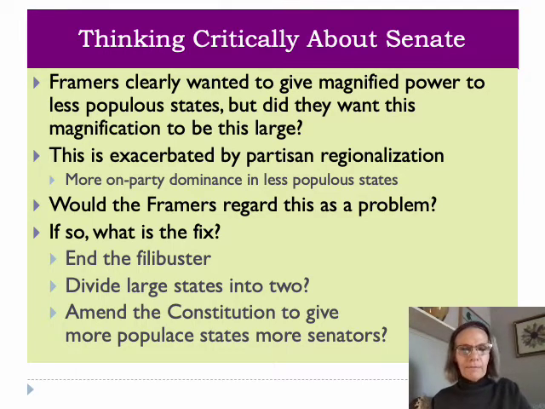Some say ending the filibuster would be a fix to this because the voice of those who are not in the majority is already magnified in the Senate. The filibuster, which is a Senate rule, it's not in the Constitution, but it says you need 60 senators to get anything done in the Senate. That provides an additional magnification of those whose voices are not in the majority. And so maybe one way of tamping down this over magnification of the voices in the minority would be to end the filibuster.